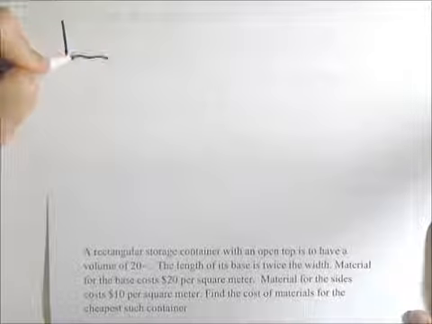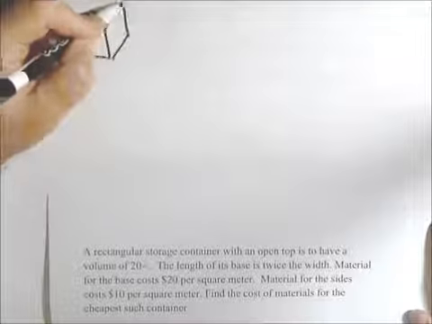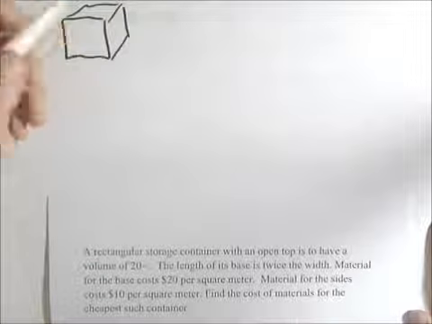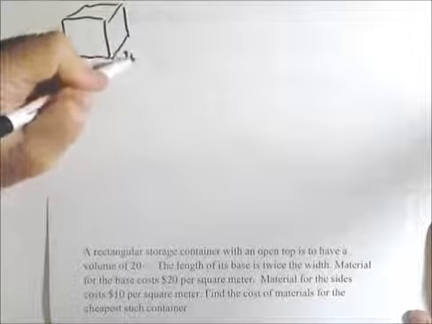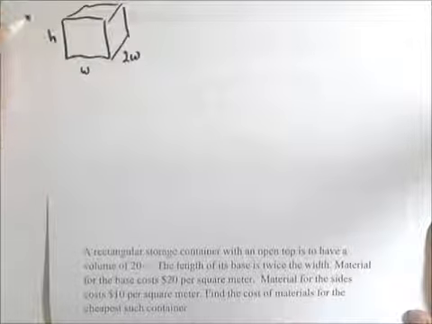So first let's draw our box and assign variables to the parts that we don't know. So the length of the base is twice its width. So if I call this the width, then I might want to call this 2W. Alright. And then it's got a height, which we don't know.